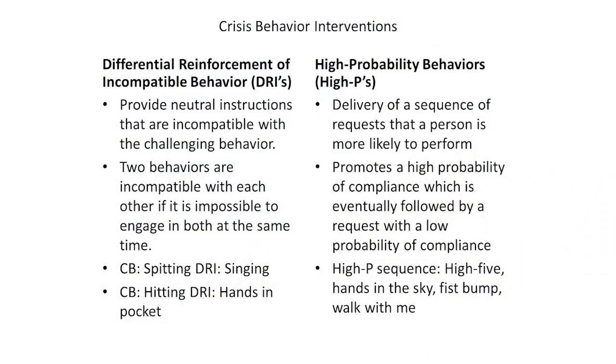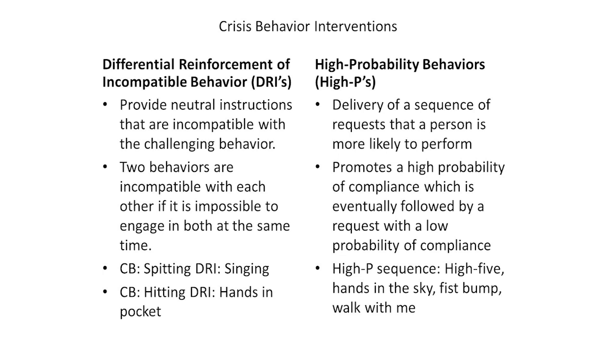How to apply differential reinforcement of incompatible behaviors. This is with the individual who's engaging in crisis. And then how to utilize high probability behavior approaches with that individual. I'm going to have to close up here. Can't get into much detail. Just so you all know, my little CB, that's just short for challenging behaviors.